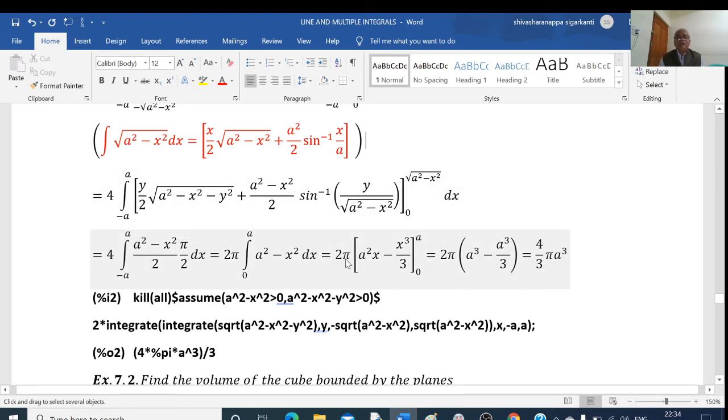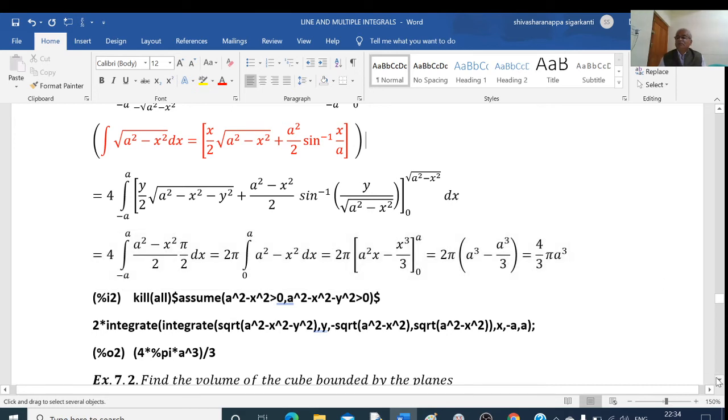Just integrate, this 2 pi as it is. A square, integration with respect to x is a square x, minus x square, integration is x cube by 3. This is between 0 and a. Substituting for x here, upper limit a, this will become a square into a, which is a cube, minus a cube by 3. And for the lower limit, this is equal to 0, this is equal to 0. So a cube minus a cube by 3 is 2a cube by 3. 2 into 2, 4. Okay. 4 a cube pi by 3, that is 4 by 3 pi a cube. This is the volume of the sphere of radius a.